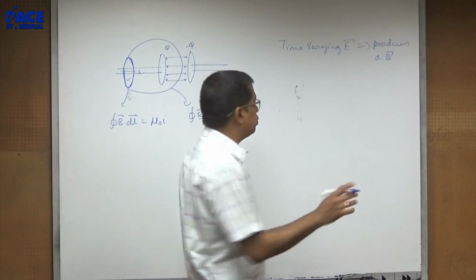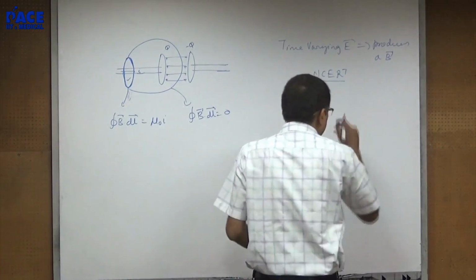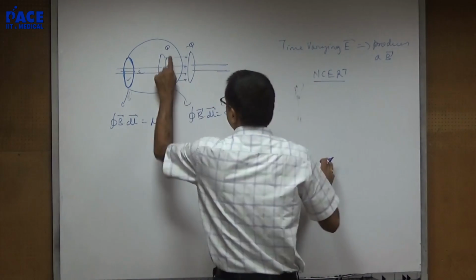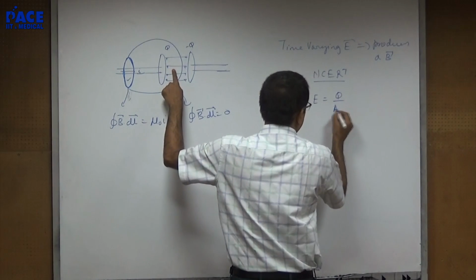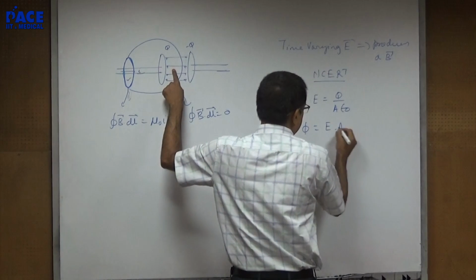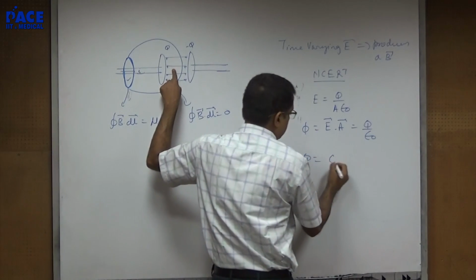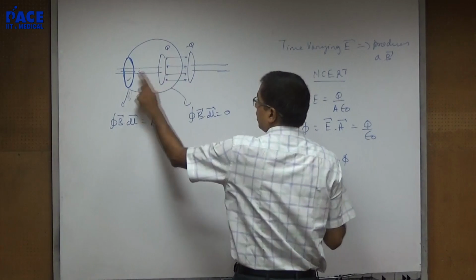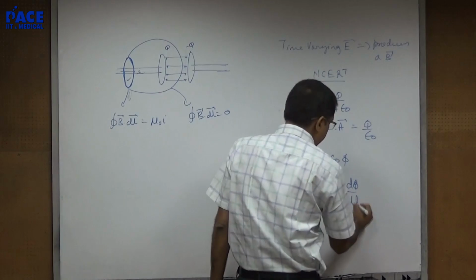NCERT textbook did a very good job with this. NCERT made you make a guess as to what that value will be. How did they make you make a guess? Electric field is Q by A epsilon naught. Flux due to electric field is E dot A. This is Q by epsilon naught. Q is epsilon naught phi. dq by dt will technically be the current here. This is epsilon naught d phi by dt.